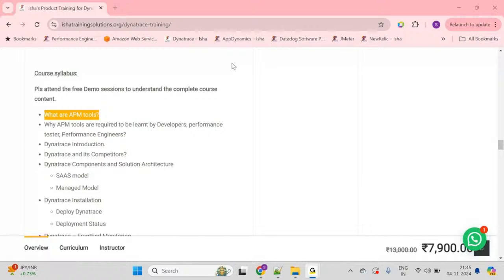Is this a licensed one, Saravanan? Yeah, Guru, this is a commercial tool. Is only Dynatrace commercial, or are AppDynamics and Datadog also commercial? All four tools that I mentioned are commercial. Okay, thank you.